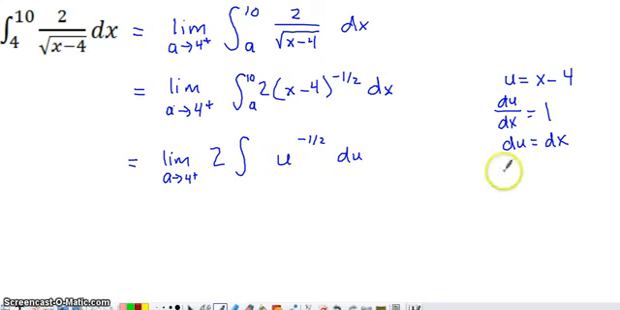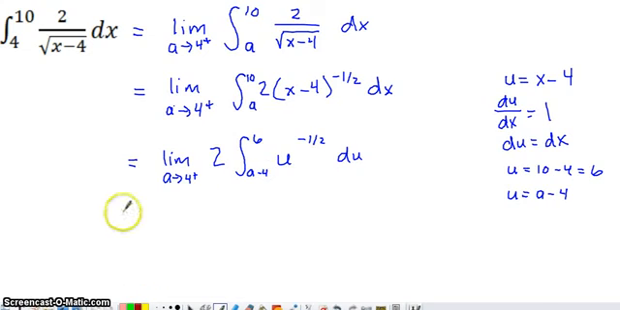So if u is equal to x minus 4, what is u when x is equal to 10? Well, when x is equal to 10, u is going to be equal to 6. So our upper limit of integration is going to be 6. And then our lower limit of integration, what is u when x is equal to a? Well, u is going to be a minus 4, so we kind of get an ugly lower limit of integration, but that's okay. We'll deal with that when the time comes.